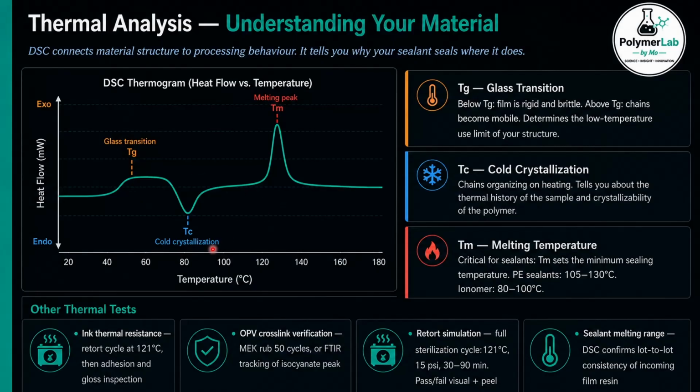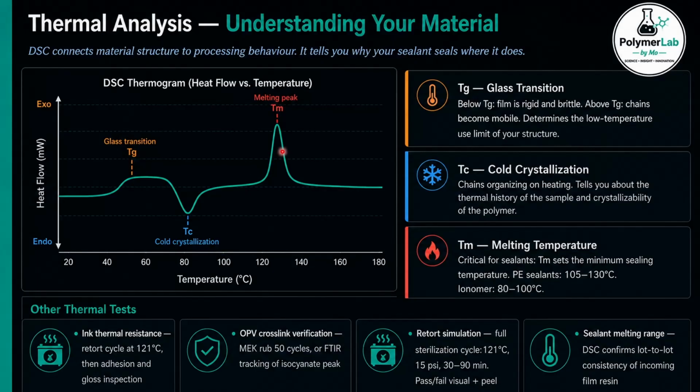Second, cold crystallization, Tc. For semi-crystalline polymers like PET or PLA, chains that didn't crystallize during processing can organize into crystals on heating above Tg. This appears as an exothermic peak. Heat is released. It tells you about the thermal history of the sample and how crystallizable the polymer is.